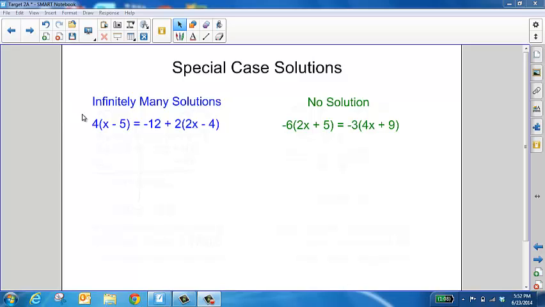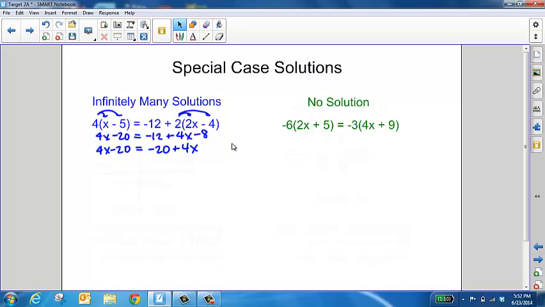Let's look at the equation for infinitely many solutions. In order to solve this, the first thing we would do is distribute on both the left-hand side and the right-hand side to give us our new equation. Then we would combine like terms on the right, which is going to give us an equation of 4x minus 20 equals negative 20 plus 4x.